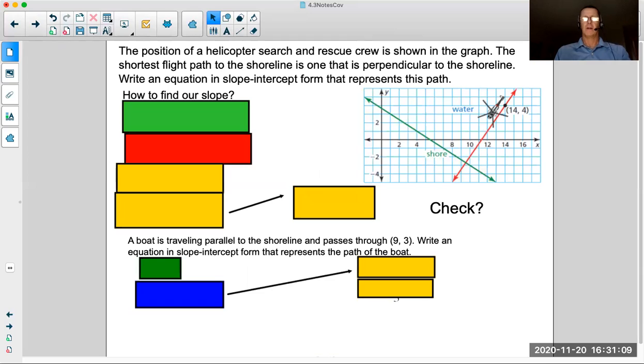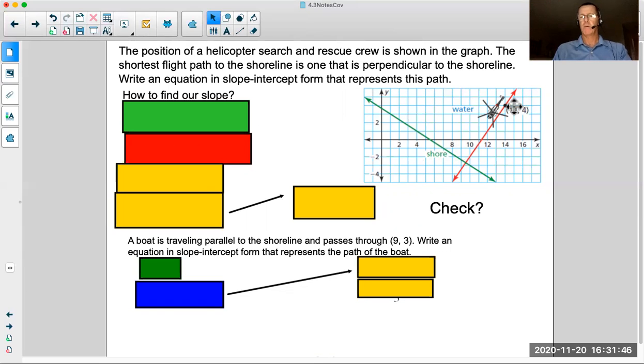All right. Oh, I love this problem. Position of a helicopter search and rescue crew is shown in the graph. Okay, there it is right there at 14.4. The shortest flight path to the shoreline is one that is perpendicular to the shoreline. Okay, so here's the shore. See it in green? See the shore? Here's the water over here, right? We're trying to get to the shore, which is on this side of the green line, or the land that's on the left side of the green line. There's the shore. Write an equation in slope-intercept form that represents this path.